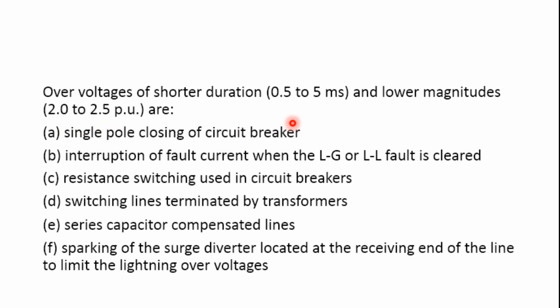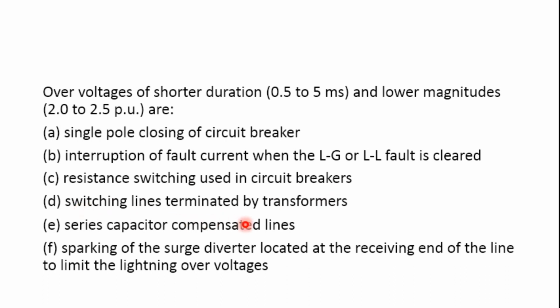Whereas, if there is a fault in the system, then interruption of the fault, whether a line to ground or line to line fault, which is going to clear. So these are the examples. Then resistance switching, which is used in circuit breakers for opening and closing, and switching lines terminated by transformers, isolation transformers or isolation switches.